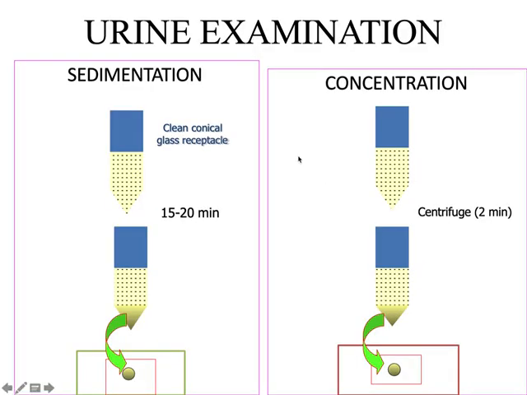For the urine examination, students, we have sedimentation and concentration, same thing. Concentration is actually the same as sedimentation. We have 2 types. The first one is you just take a clean glass and keep the urine, and then after 15 to 20 minutes you can examine it. But here it takes 2 minutes and you can examine it.